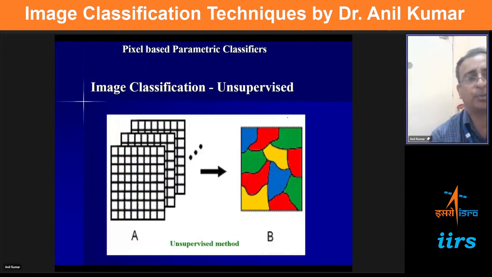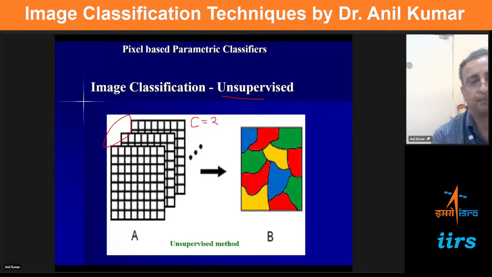If you talk about unsupervised classification or the clustering approach, we take the image, suppose a 3-band image or 5-band image, whatever image we have, and we give the algorithm the number of clusters. We want to divide the image into how many clusters? Suppose clusters can be 3. So here the C value will be 3. Plus we also have to define the number of iterations, how many times the algorithm should iterate.